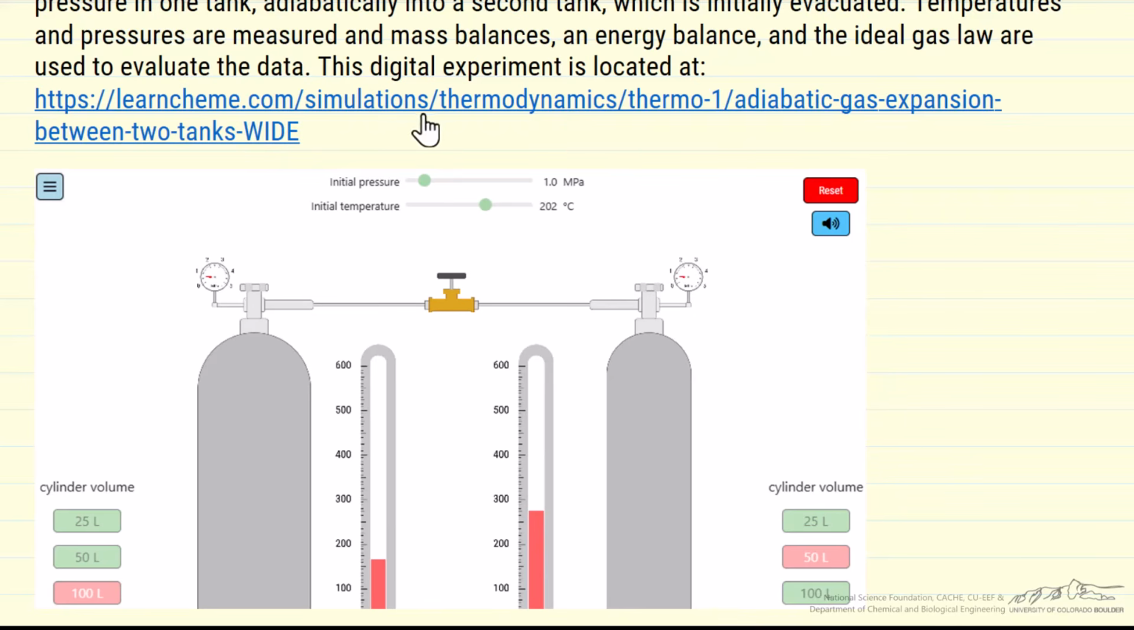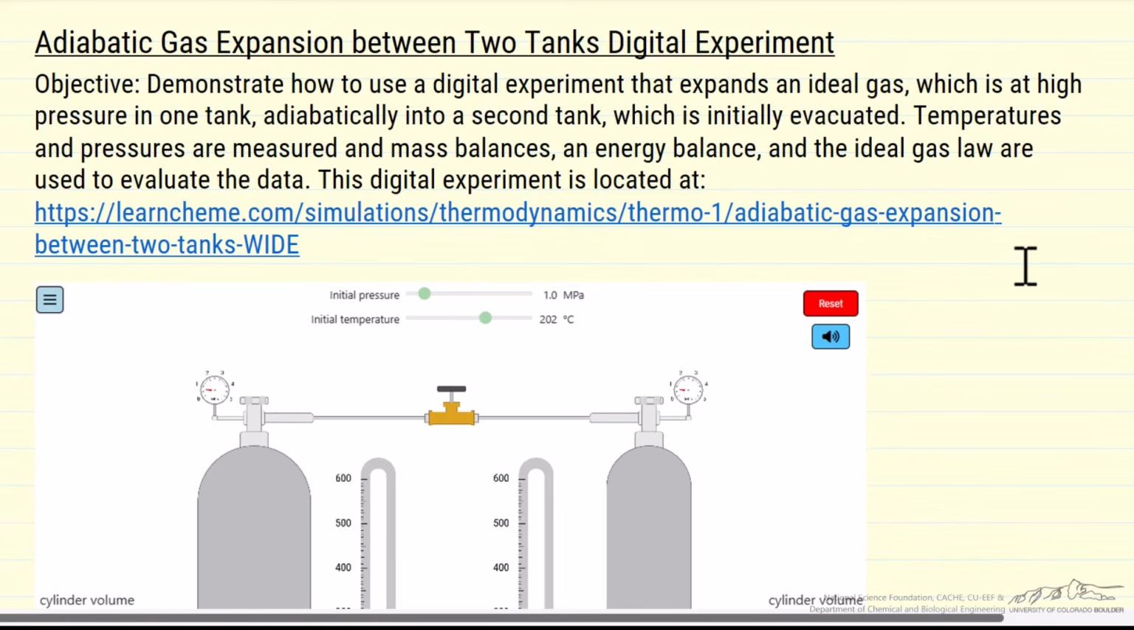The simulation is located on our website that's given here, and the idea is that we'll use mass balances, energy balance, and the ideal gas law to evaluate the data, and I'll show that now on the actual simulation.